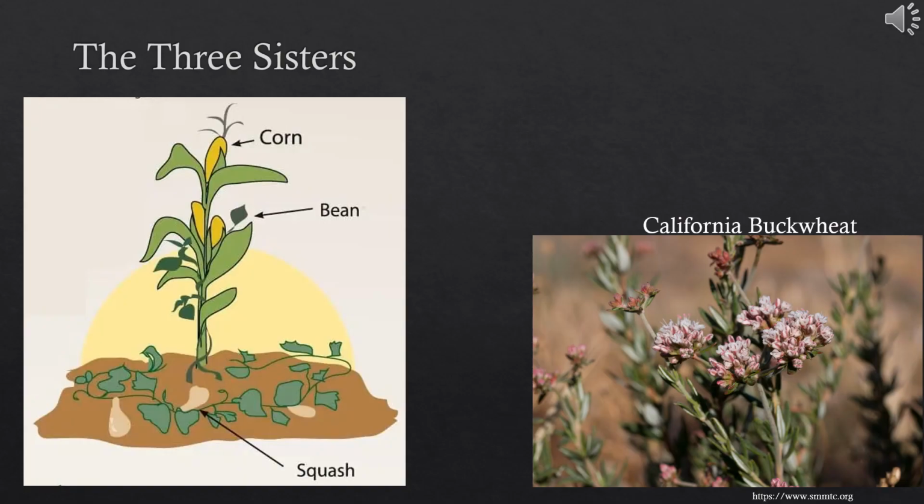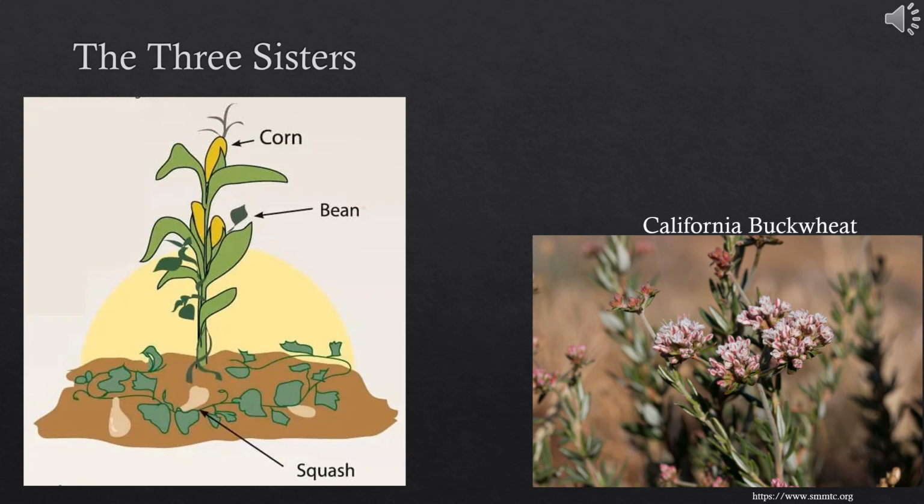This slide is an honorable mention to indigenous people who had this figured out a long time ago. The Three Sisters method, which is the photo on the left side of the screen, is a method used by northeastern indigenous people. Corn, which is a very nitrogen-hungry plant, is fed by the legume plant. We now know that legumes are nitrogen-fixing plants.